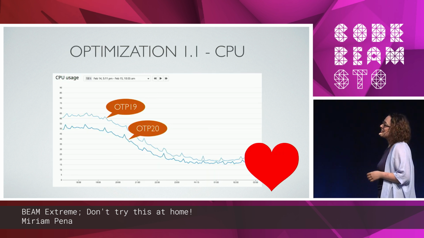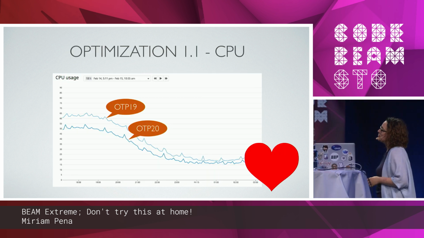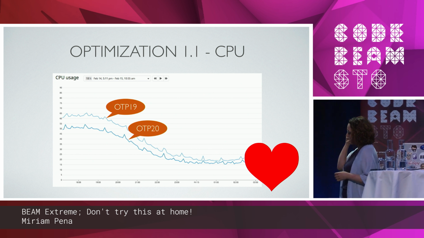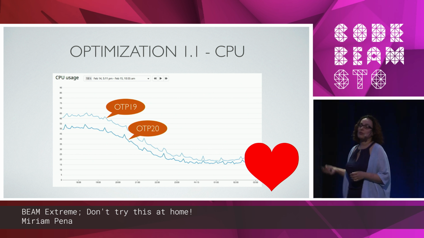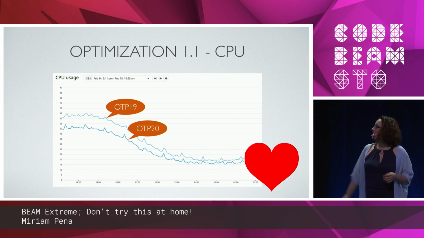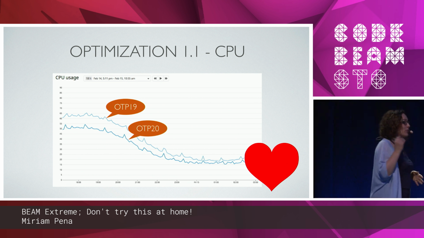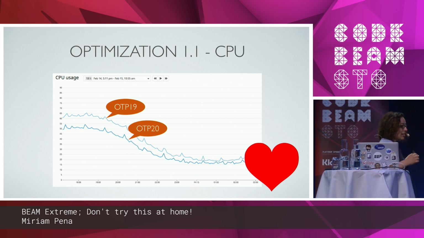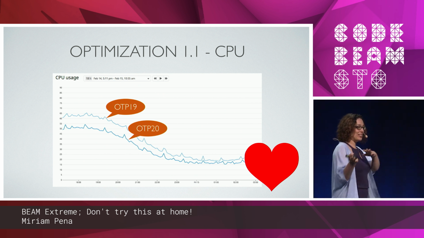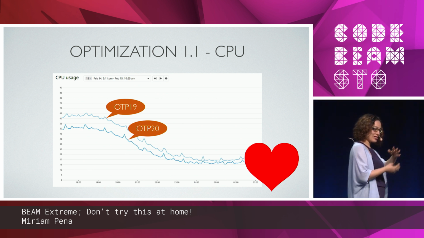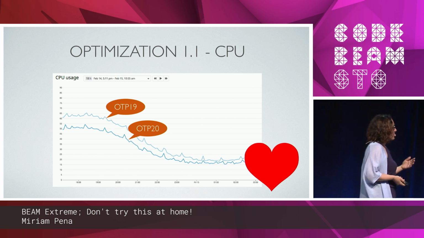On Valentine's Day, I was testing OTP 20 versus OTP 19. This is a CPU usage, one of our servers in production. And you can see, just by changing the Erlang version, we save 20% CPU. And I know this probably does not mean that it's 20% faster, because there's a lot of factors. But it's a good sign.